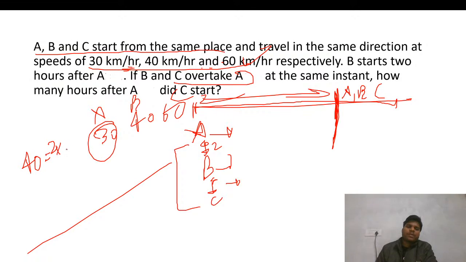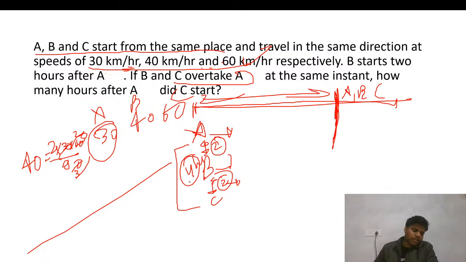2AB upon A plus B, 2AB upon A plus B, 90. So 30, 30 and 20. Yeah, these are in HP. So if this is in HP, this will be in AP. If this is in AP, there is a common difference. This will also be 2. So this total is 4 hour. Baris has got it right.